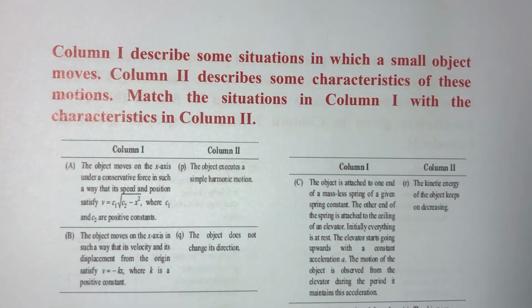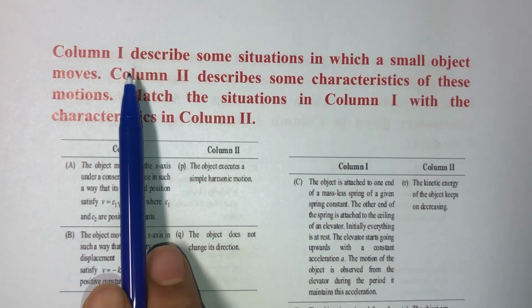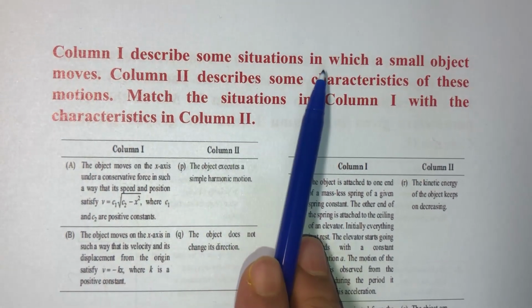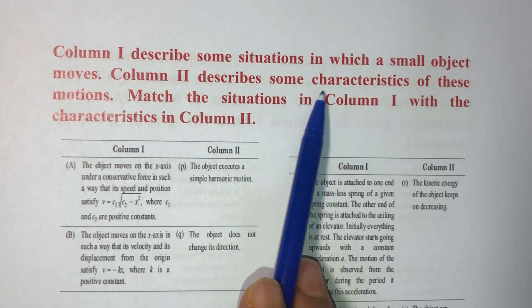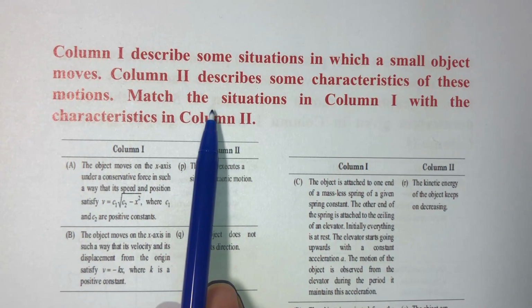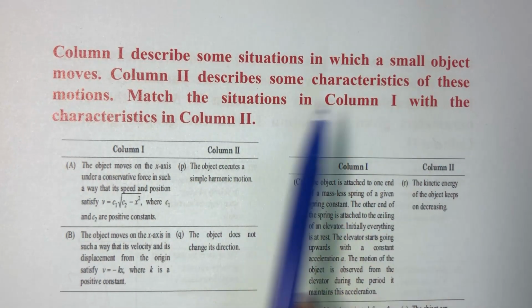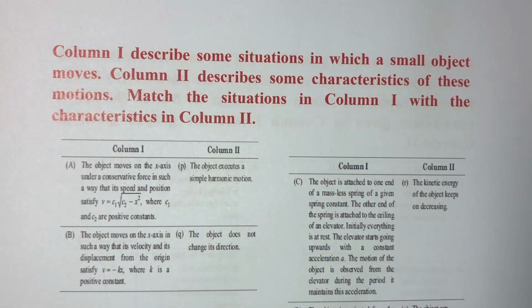Hello friends, today's question. Column 1 describes some situation in which a small object moves. Column 2 describes some characteristics of this motion. Match the situations in column 1 with the characteristics in column 2.